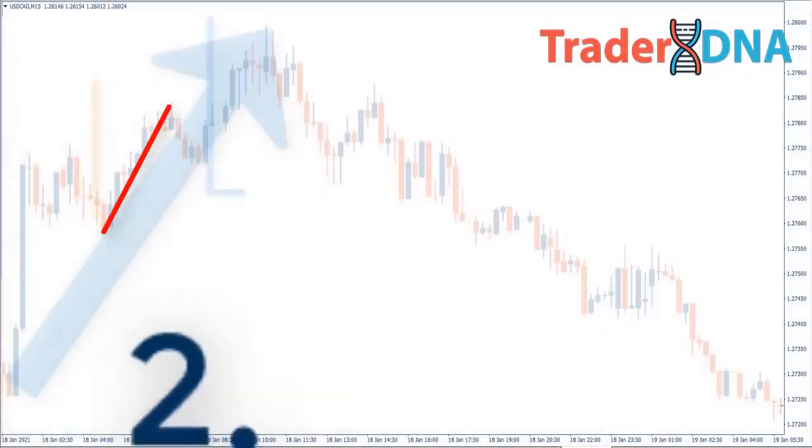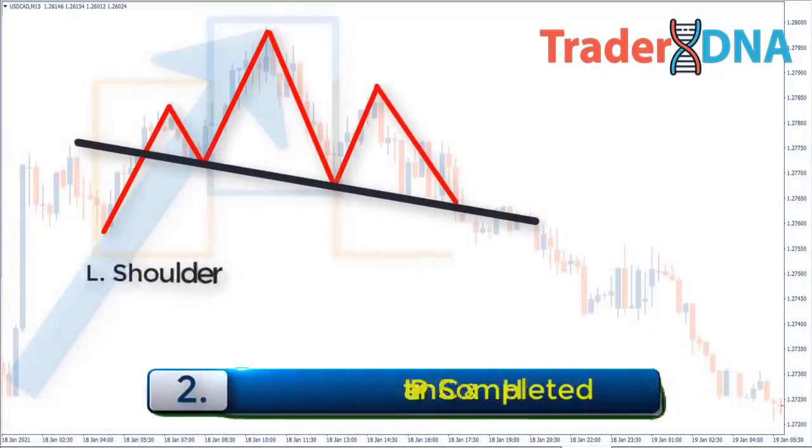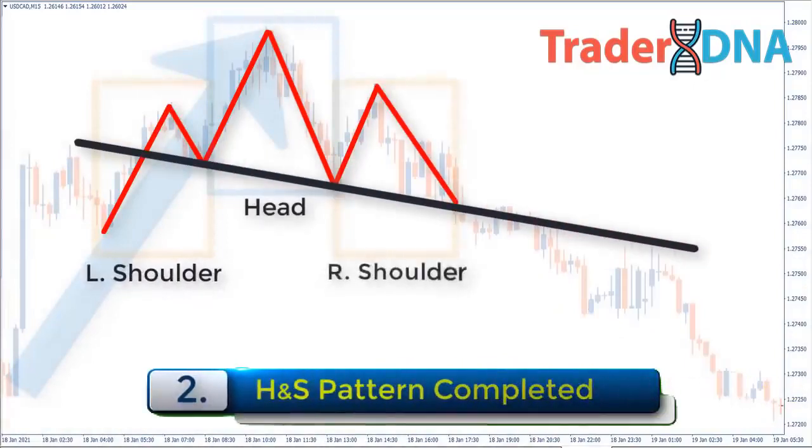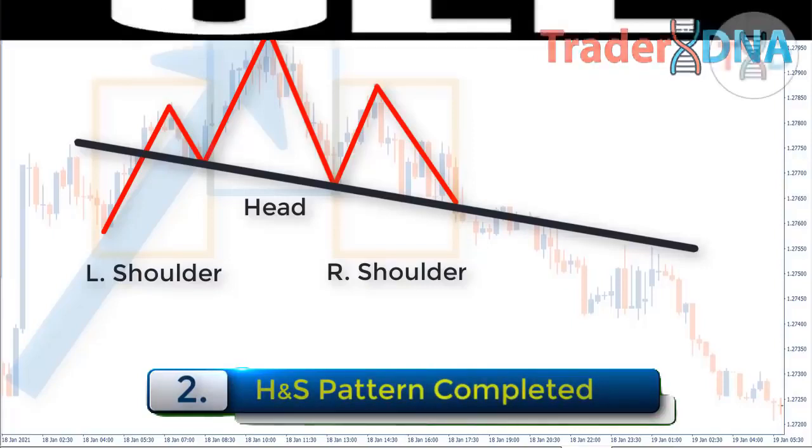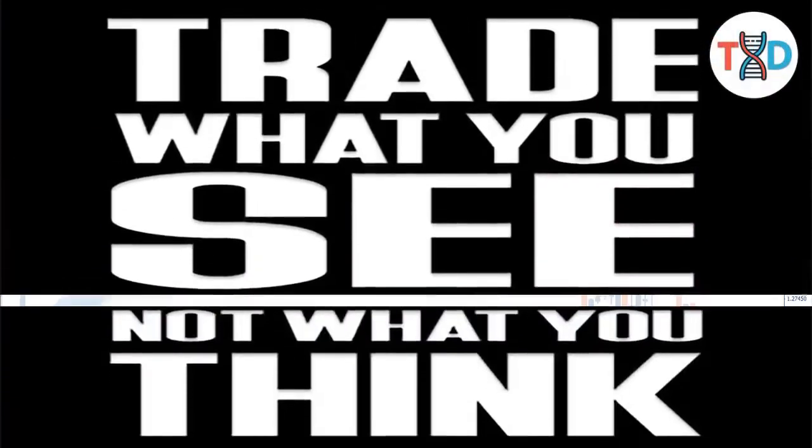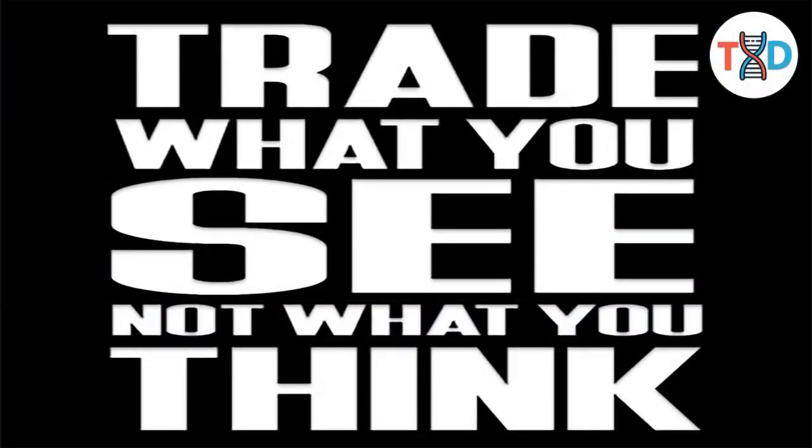Step number 2. Before making any trades, it's important to let a head and shoulders pattern complete itself. If the pattern seems to be forming, or is in the middle of forming, you shouldn't assume that it will fully develop and make trades based on what you believe is going to happen. Remember, trade what you see, not what you think. It's important that traders wait for the pattern to complete.